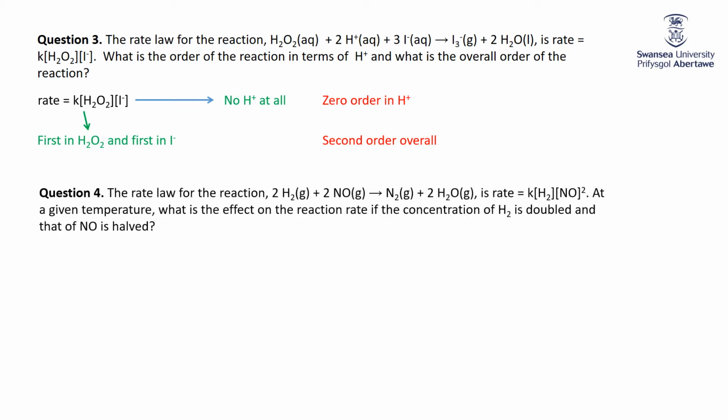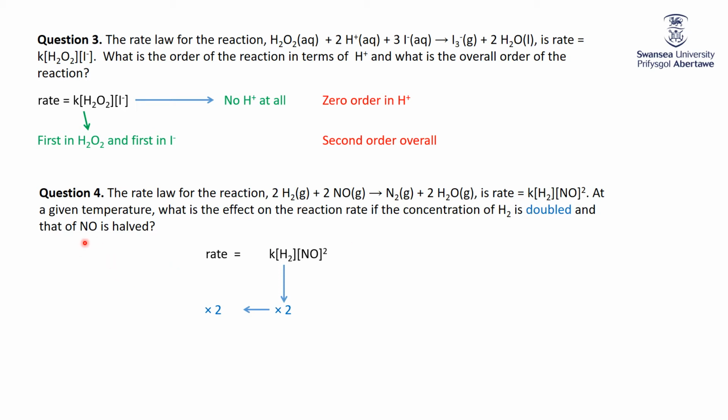Question 4, again, rate law. Again, I tell you the rate law: rate is k[H2][NO]². And then I say, well, what happens to the rate when we change the concentrations? Well, that's the rate law. First thing we're going to do is double the H2. Here's H2, the exponent is 1. So whatever we do to H2, we do to the rate. Double the H2, double the rate.